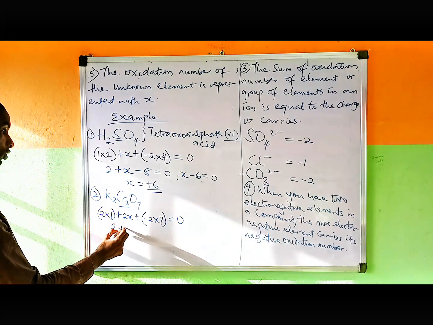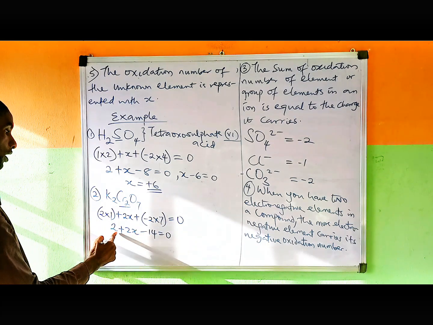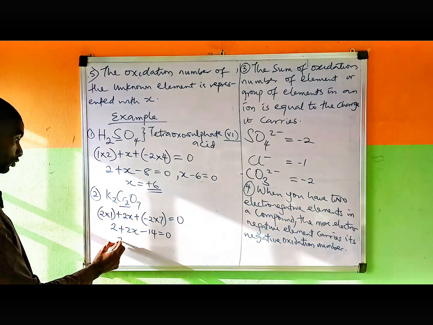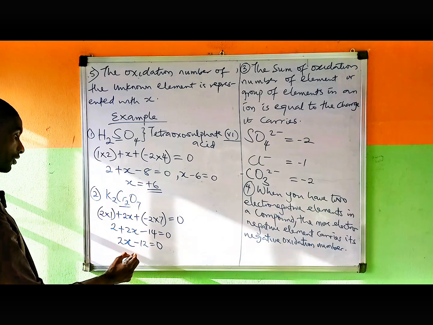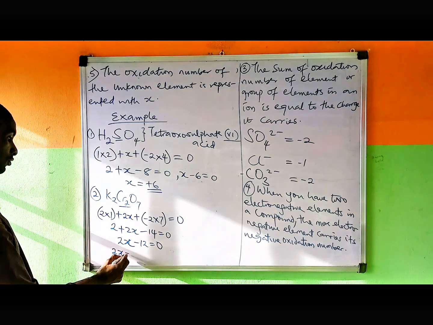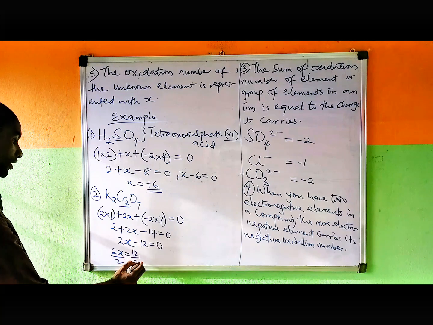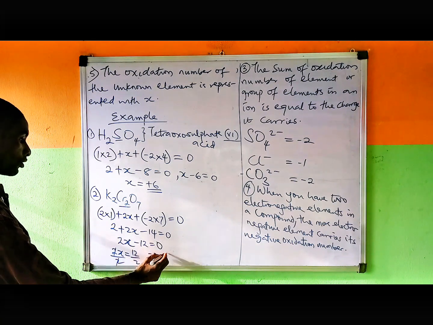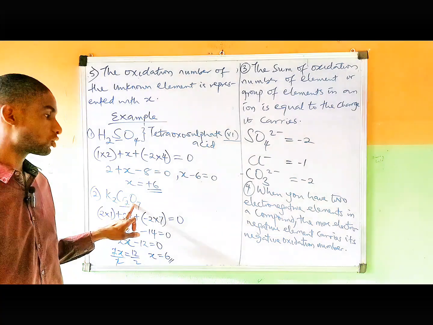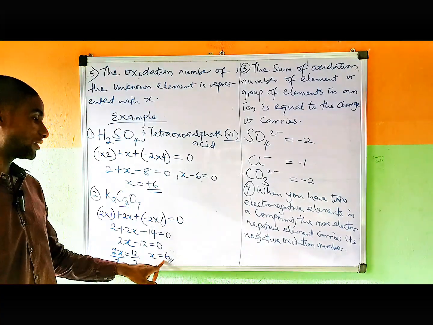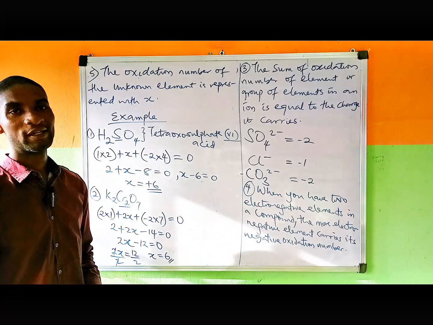So you have 2 plus 2X minus 14 equals 0. 2 minus 14 is minus 12. So 2X minus 12 equals 0. So 2X will be equal to 12, since minus 12 crosses and becomes 12. Divide both sides by 2. Your X is equal to 6. So this is potassium heptaoxodichromate 6. So the oxidation number of chromium here is 6.